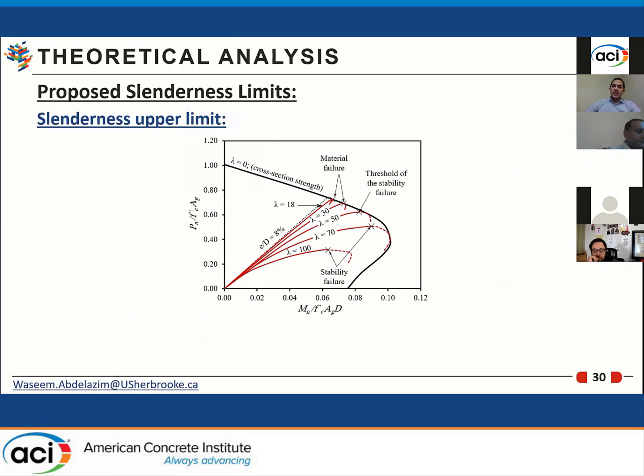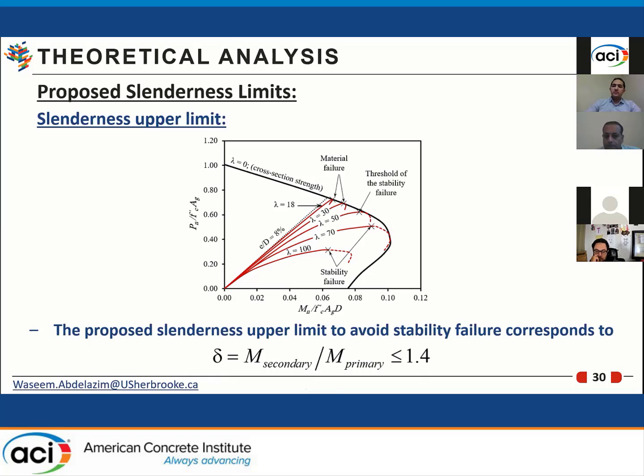The slenderness upper limit can be defined from the plotted interaction diagram. This BM interaction diagram shows different loading paths for GFRP reinforced concrete columns. Each path has a different slenderness ratio, ranging from 18 up to 100. Stability failure is defined when the column loading path reaches its maximum capacity at a point before reaching the BM interaction diagram. It can be noted that the threshold for stability failure occurs close to a slenderness ratio of 50. This slenderness ratio of 50 corresponds to a moment magnification factor of 1.4. Therefore, the proposed slenderness upper limit to avoid any stability failure corresponds to a secondary to primary moment ratio less than or equal to 1.4.